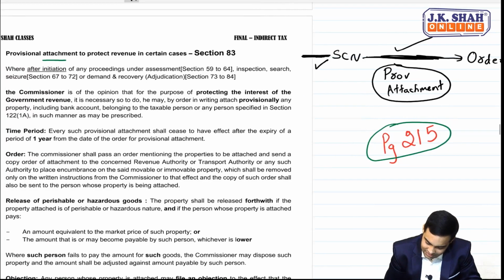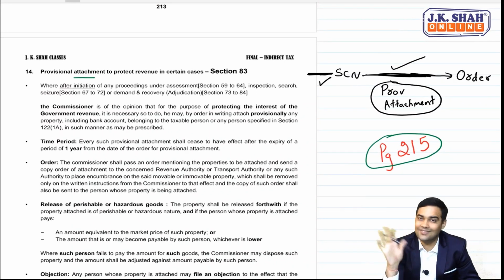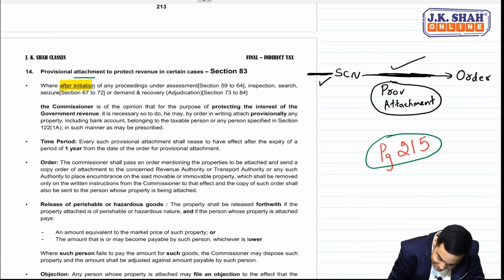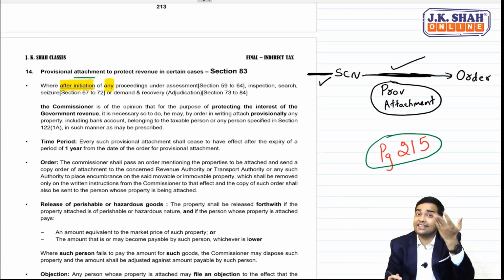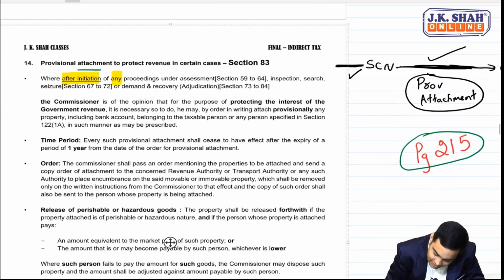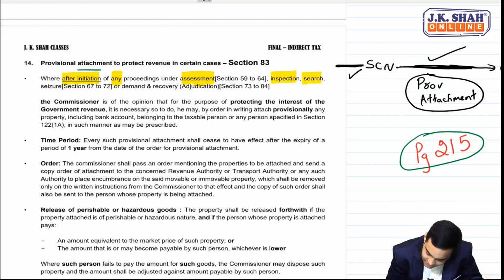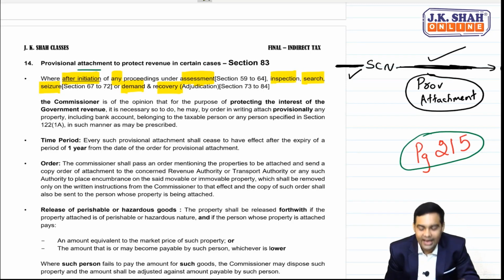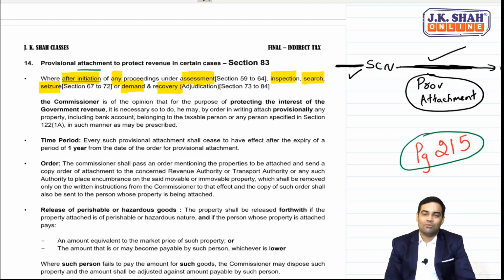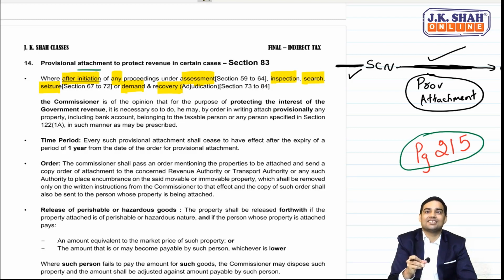Let me show you the provision. See this. See, the change is very small, but the impact is very big. See this. Where after initiation of any proceeding, see how wide it is. After initiation of any proceedings under assessment 59 to 64, all sections covered. Inspection, search, seizure, demand, recovery. Any of these points, provisional attachment can start. If they have started inspection, they can provisionally attach. If they have started search, they can provisionally attach. If they have started proceeding under summary assessment, they can start. If they have just given the audit notice and thereafter they do a best judgment assessment, then proceedings can start. Because 59 to 64, all the points are covered.